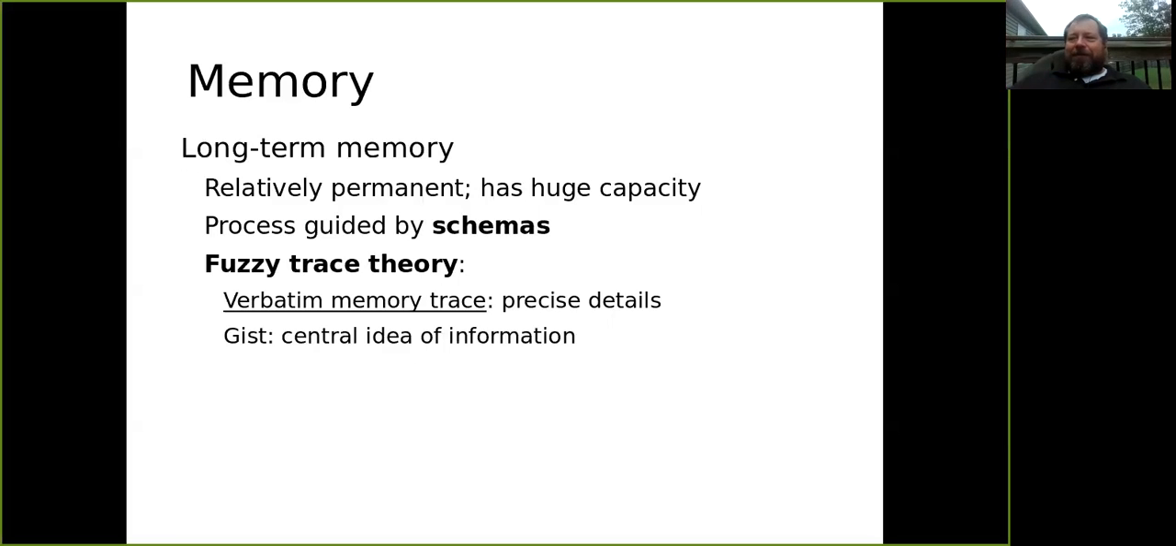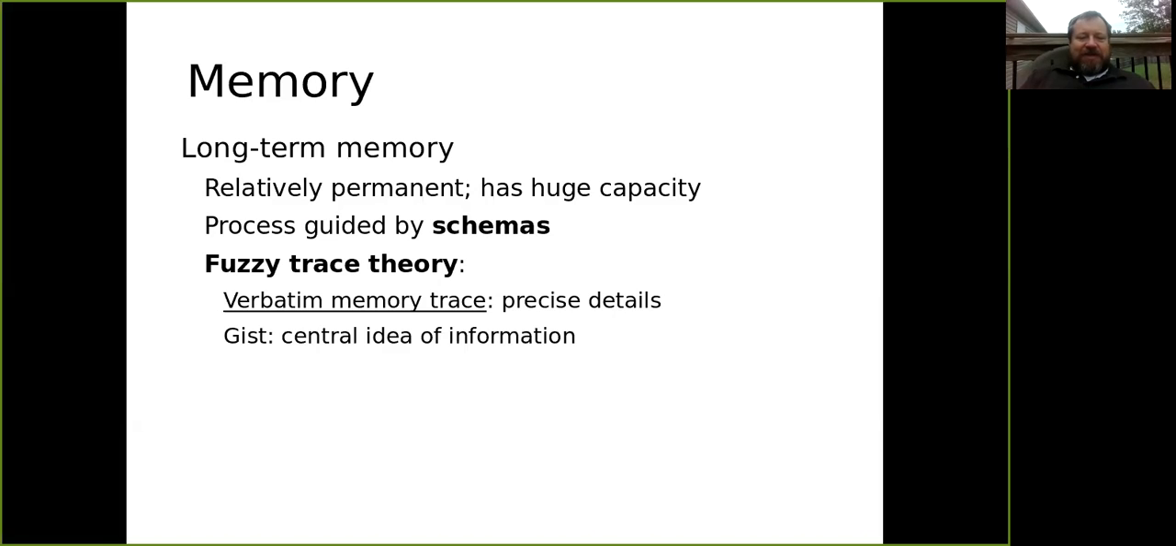And the more, I can't think of a word besides breadcrumbs, the more clues we have to get back to that, the more threads, the more spider webs we have that will connect it to us, the better able we are to recall it. That's why those scripts and schemas can help us recall, because they give us more connections, more guideposts back to where that memory is.